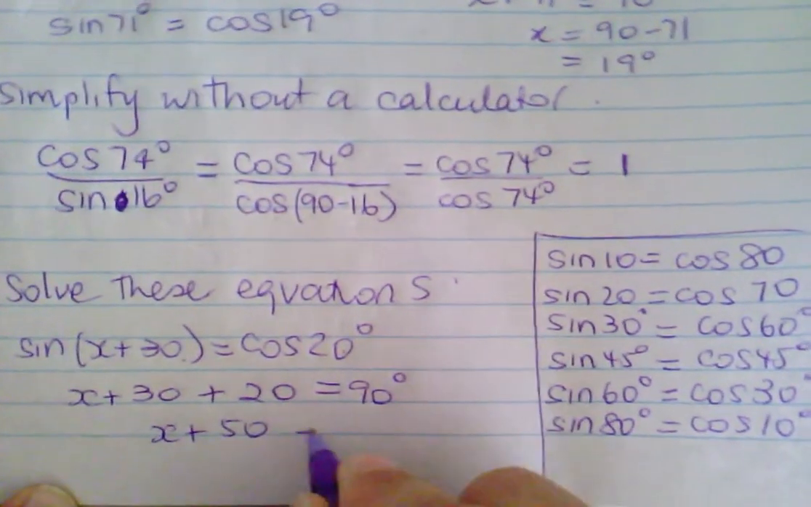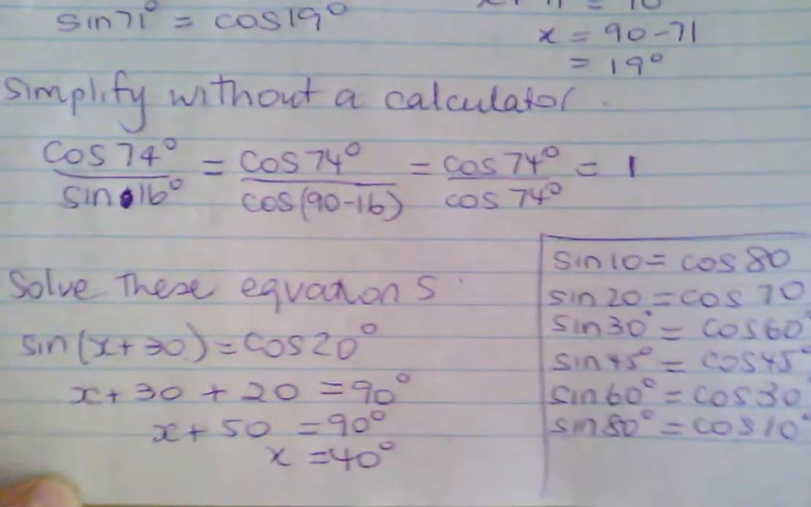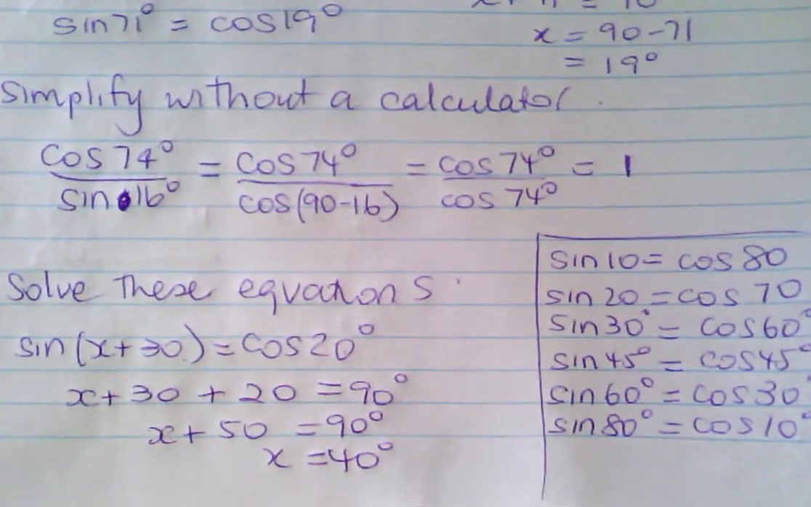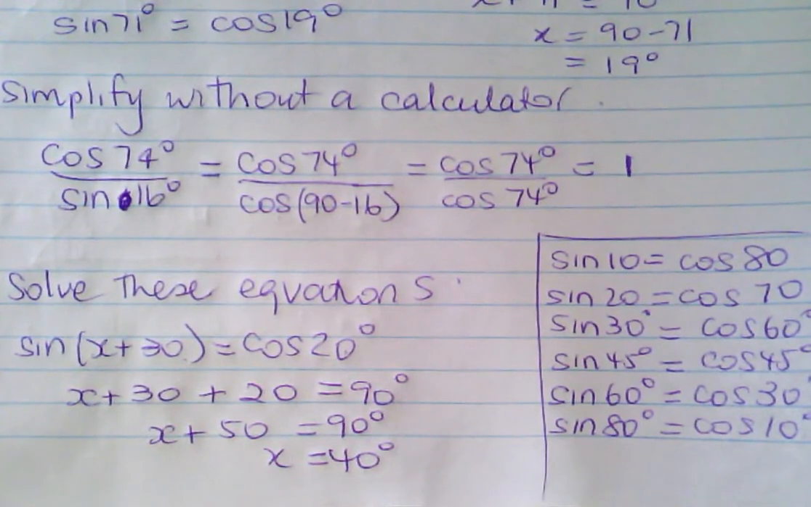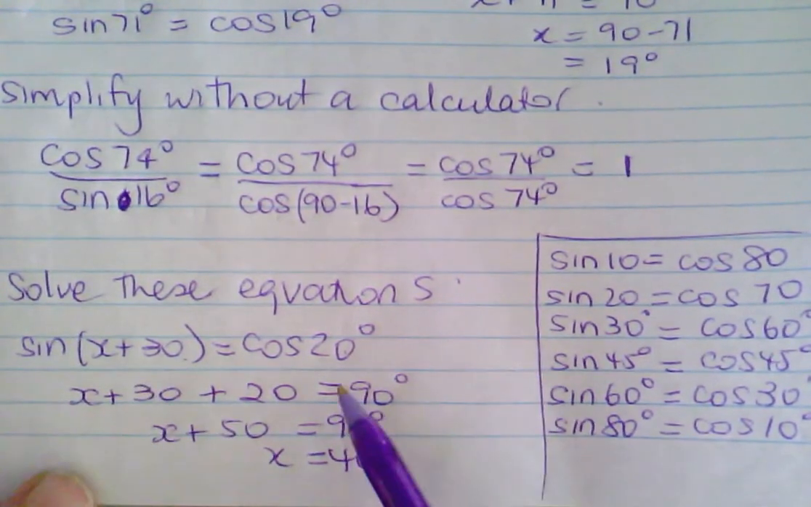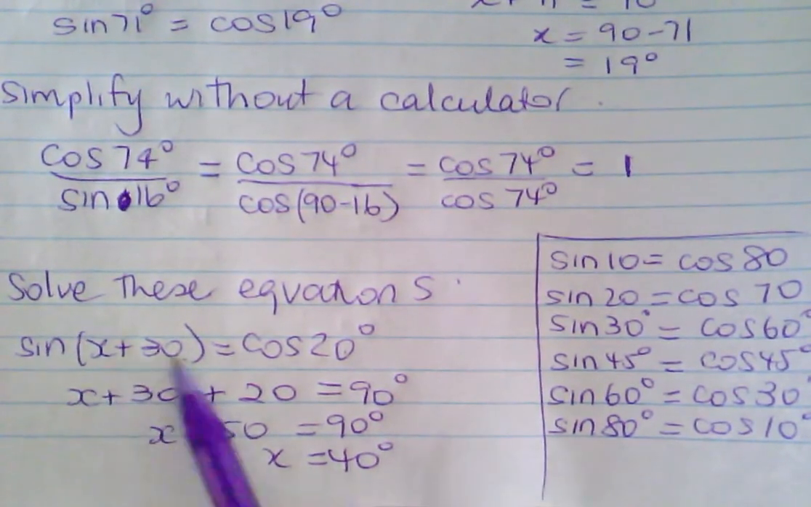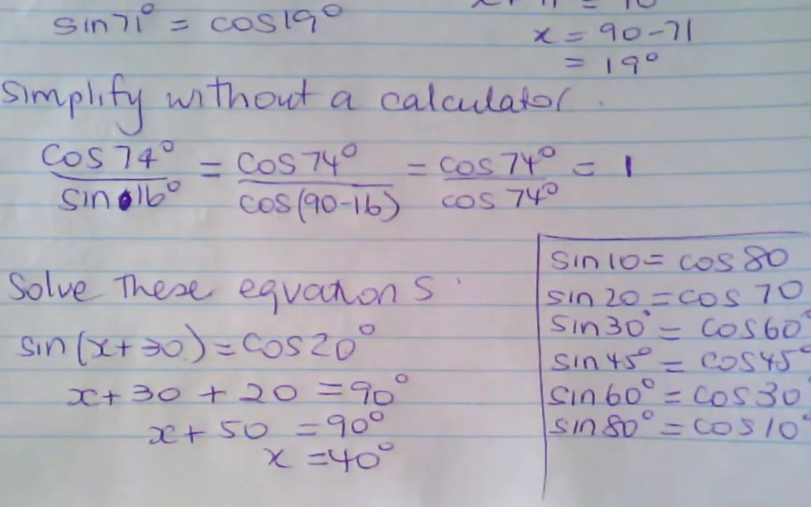So isn't this easier to solve? x plus 50 is 90. Just take a guess. What's x? 40. Complementary. If you remember complementary, you say, yep, that and that add up to 90, right? Or that is 90 minus, but try and do 90 minus with this. You'd have to write 90 minus bracket x plus 30 equals 20, and we don't want to be doing that.